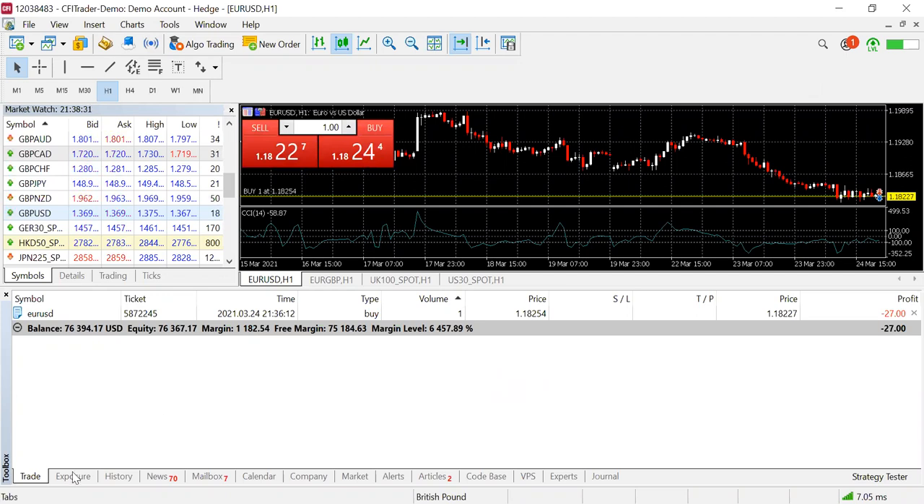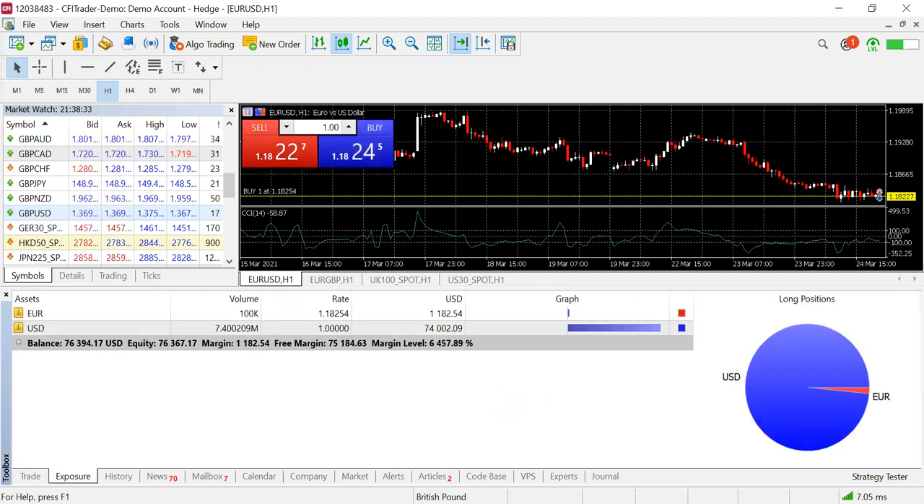Then let's move on to the other option you have here, which is exposure. This window simply gives you the exposure that you currently have in the market. So in my previous example, I already have EUR/USD, so it will show me my exposure based on that particular trade.